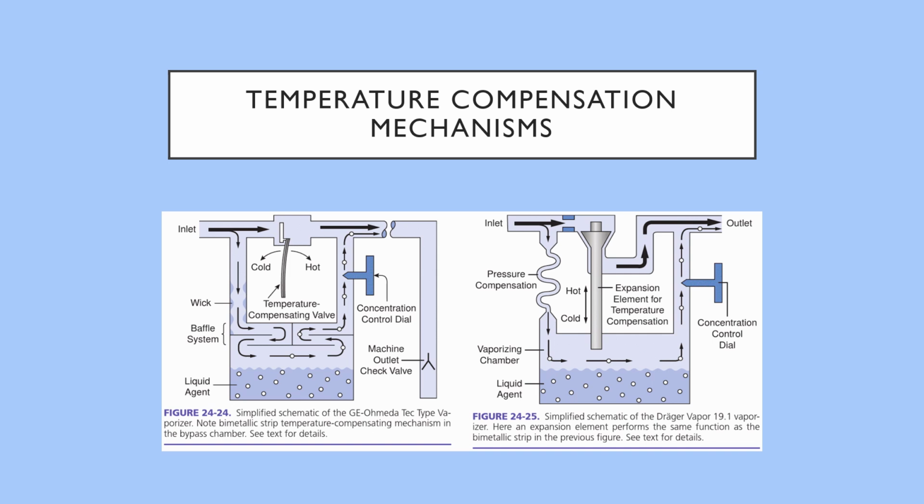Remember that temperature affects the saturated vapor pressure. So a temperature compensation mechanism further alters the ratio of gas flowing through the bypass and vaporizing chambers. At lower temperature, the saturated vapor pressure of the liquid anesthetic decreases. This results in fewer gas molecules to pick up in the vaporizing chamber. Thus, more gas is diverted to this chamber in order to pick up the same goal number of gas molecules. The opposite occurs as temperature increases.